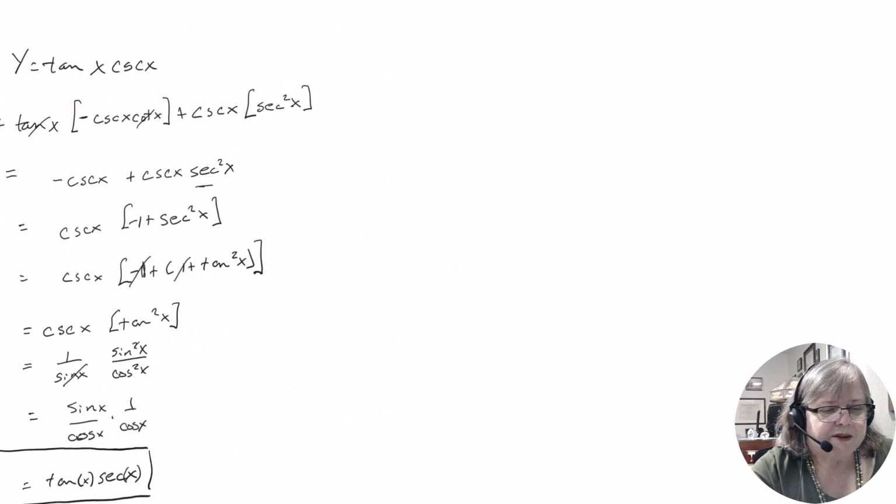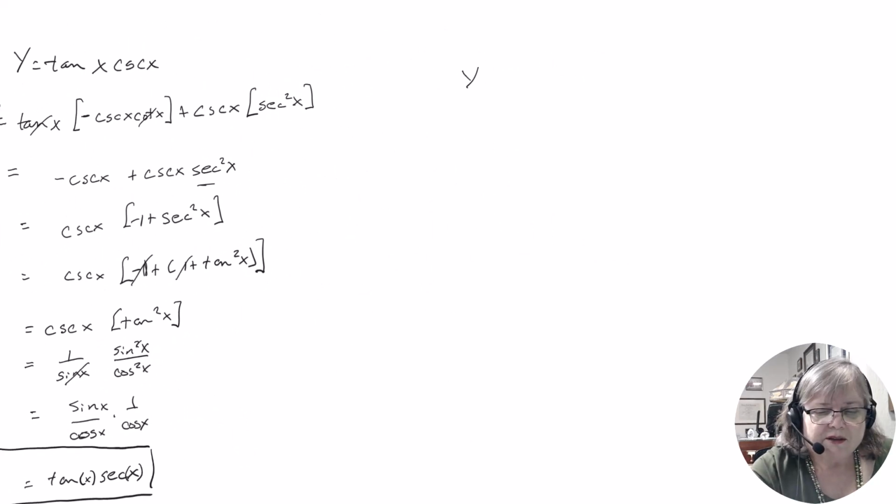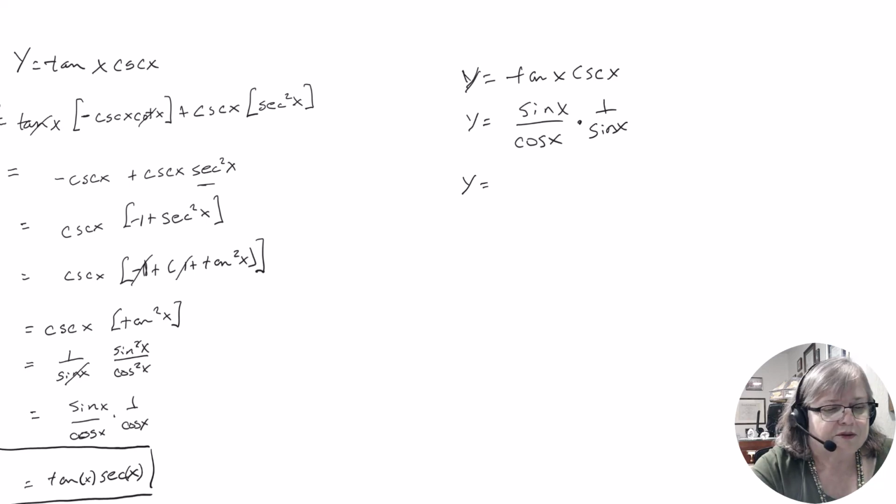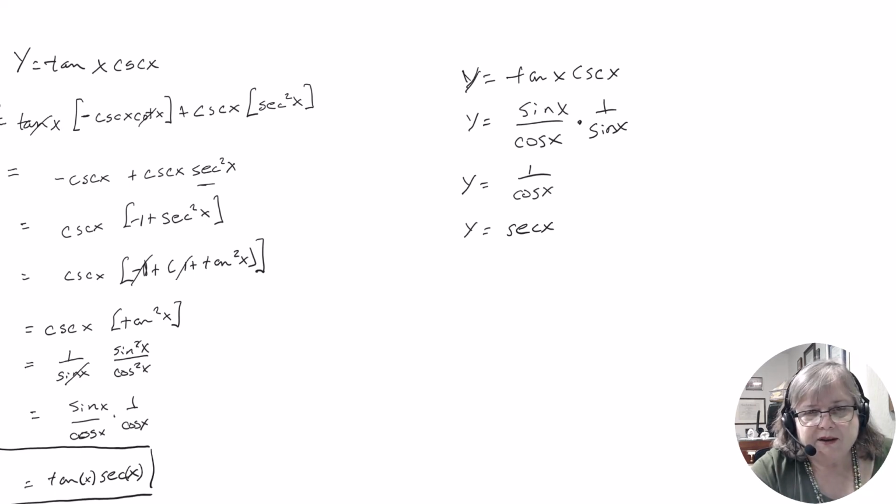Okay. Now, I want to show you something that you could have done. So if you had y is equal to tangent x cosecant x. Okay, so tangent is sine of x over cosine x times 1 over sine x. So the two sine x's cancel, and you have 1 over cosine x, which is secant x. Okay? Now, you haven't taken any derivatives yet. This is still the original function.